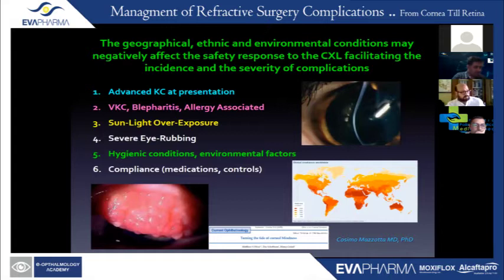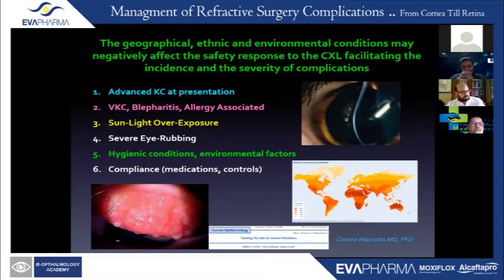I mean, if we treat an advanced keratoconus just at presentation, if we have vernal keratoconjunctivitis, blepharitis, allergies, if we live in sunlight overexposure, we do severe eye rubbing, poor hygienic conditions, or environmental factors. If we have low compliance for medications, for medical control, for postoperative control, we may negatively affect the response to cross-linking and increase the incidence of complications.